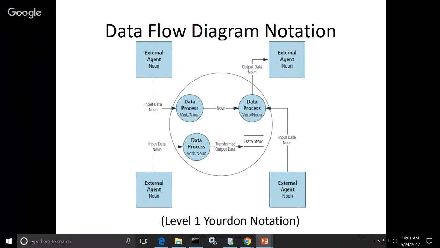Okay, so the only difference between this and the Gane-Sarson is that Jordan says, hey, let's be a little bit more elaborate about this. Let's show what's inside the circle. Okay, so this is where you get some variation, and this is where you actually have data flow.